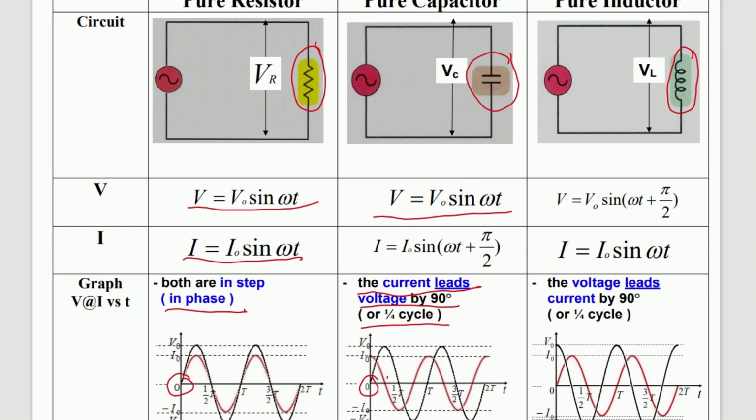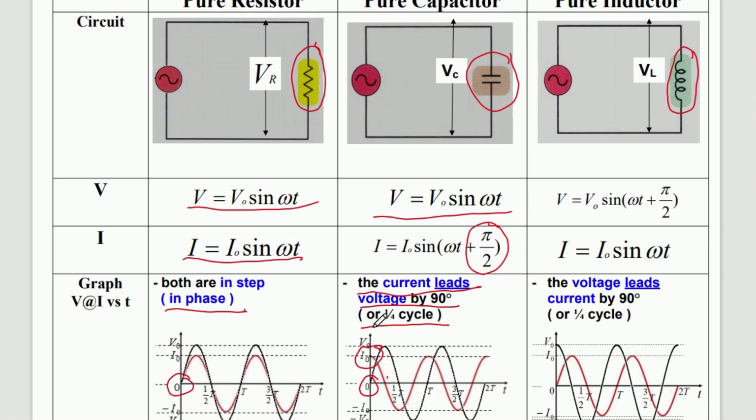For the current, as we can see here, the current starts at one value. So the equation of the graph will become I equal to I naught sine omega t plus pi over 2. Why do we have pi over 2 at the back? Because it doesn't start from the origin. It starts from one point. So the current leads the voltage by 90 degrees. The current goes first and then is followed by the voltage.